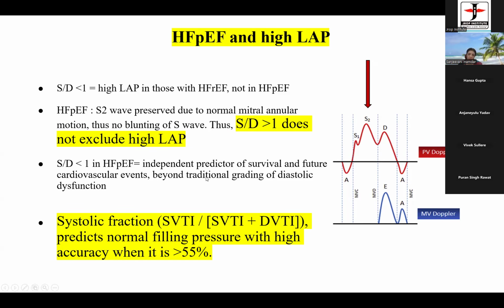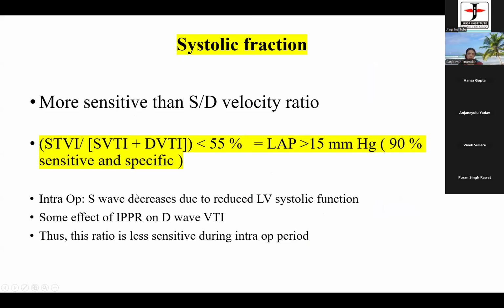So what they have done, they have considered the systolic fraction to decide whether LAP is raised or not. It is very easy. You just have to trace the S wave VTI, then trace the D wave VTI, and if the ratio is more than 55%, there is normal LAP. So this is what they mean by the sensitivity of S and D in HFpEF. Use VTI instead of S and D. When it is less than 55%, LAP is more than 15, with 90% sensitivity and specificity.